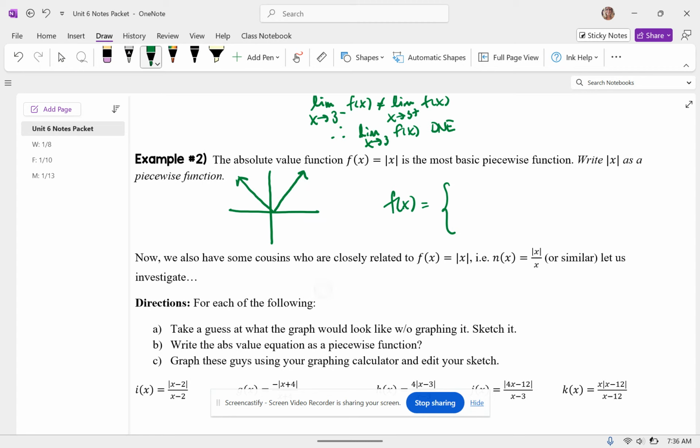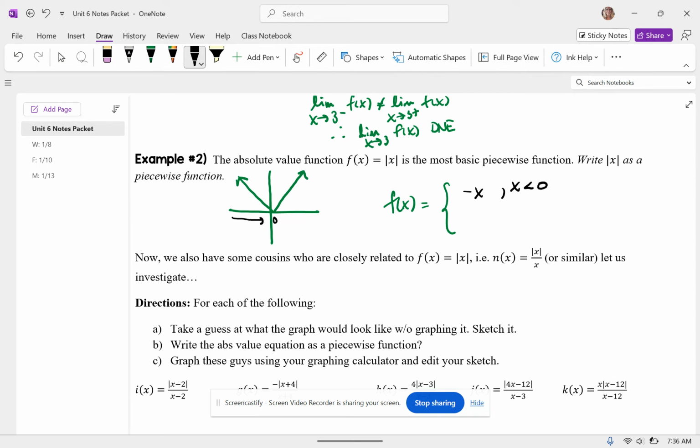So as we come in from the left, right, what x value are we going to be changing direction or starting a new piece? What x value? 0, right? Okay, so all the way to the left of 0 would be considered what? X is less than 0, right? What would the equation of that line be? Just negative x. It's just a downward facing line, right?